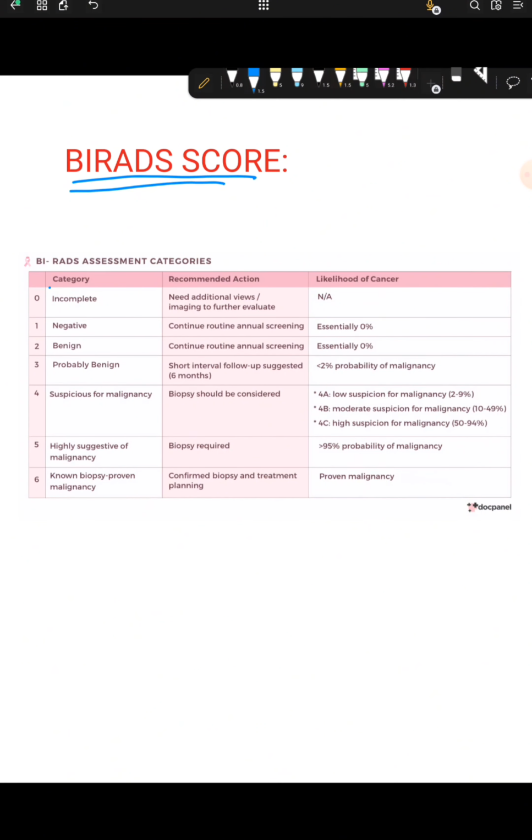So it is the category, you know, I told you about in the ultrasound and the mammography, that we can't do mammography in young females because there is high glandular tissue, which has a white appearance, and a lump also has a white appearance. We can't differentiate between them, whether she has a lump or not. So in the incomplete category, we need additional views, imaging, to further investigate whether it is cancer or not.